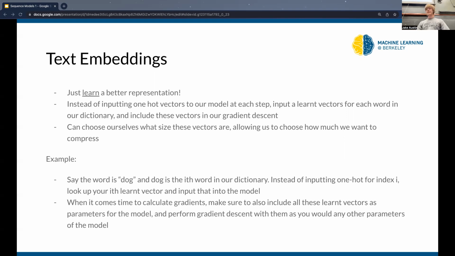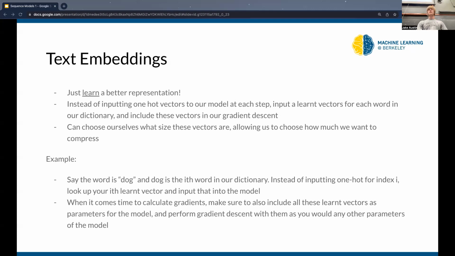So these again are still parameters that we can learn. It's just going to allow us to compress the representation from being length 100,000 to something smaller, like maybe length 128. So whenever we see the word dog in our sentence, what we're going to feed in is the learned 128 dimensional vector corresponding to the word dog.